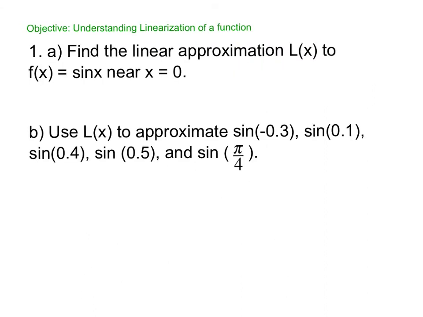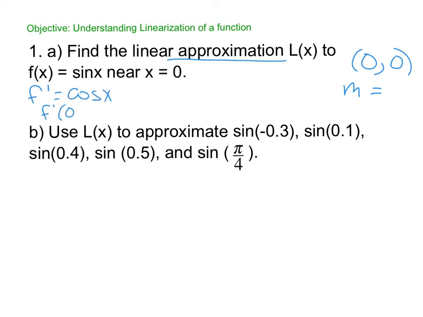Okay, so find the linear approximation to f of x near 0. So that means find the linear approximation. That's saying find the tangent line at 0. So we need our point. So 0, what's sine of 0? 0, 0. So now we need our slope, right, m. So f prime, what's the derivative of sine? Cosine. What's f prime of 0? That's just 1, right? So L of x is just 1x, right?